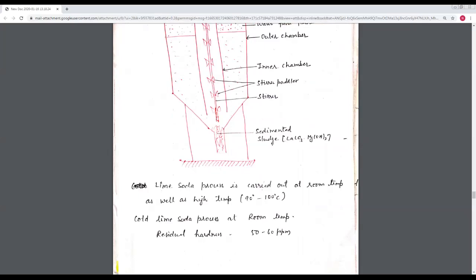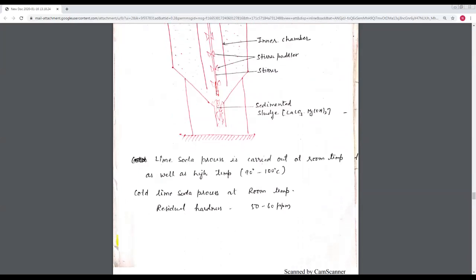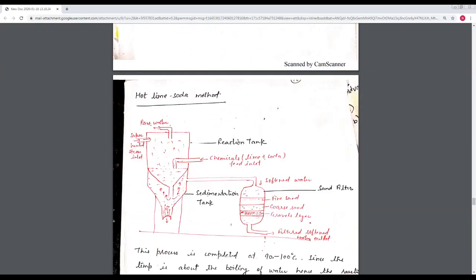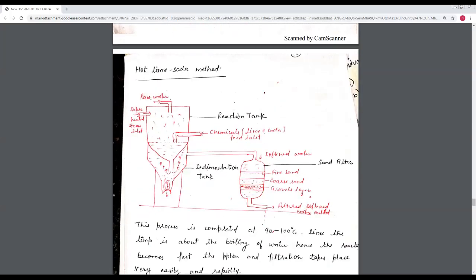So the lime soda process is carried out at room temperature as well as at high temperature. When we complete the lime soda process at room temperature, it is called the cold soda lime method. And when it is at high temperature, that means 90 to 100 degrees centigrade, it is called the hot soda lime method. We have already discussed the cold soda lime method. Now it is time for the hot soda lime method.